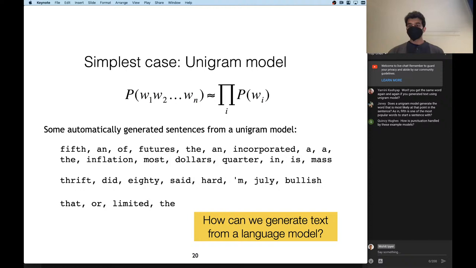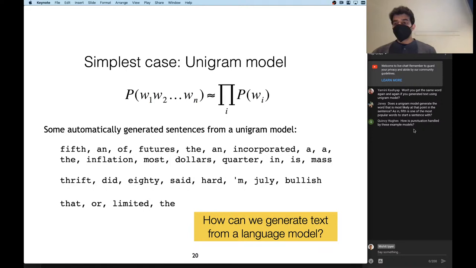Does a unigram model generate the word that it's most likely to? Oh, I think this question is answered by my response to the previous question, because we were sampling from the distribution here. So it doesn't say anything about how "fifth" was the most frequent word in this corpus.